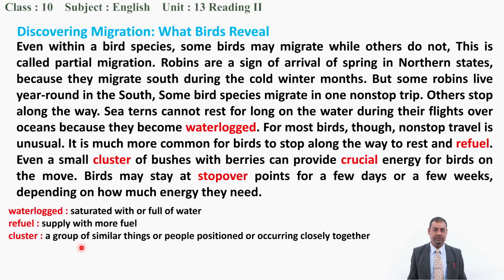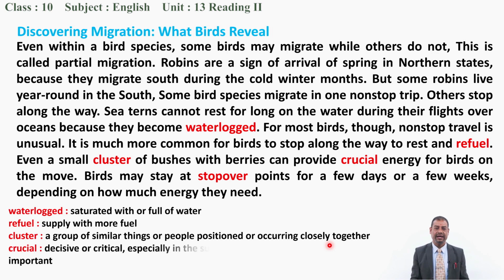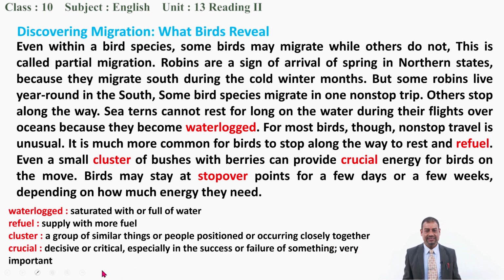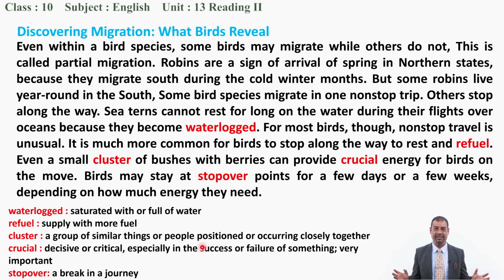Okay, next one, cluster: a group of similar things or people positioned or occurring closely together. Similar types of things if we have them together. And next one is crucial: decisive or critical, especially in the success or failure of something, or you can simply understand it as very important. Now stopover: a break in a journey. While traveling, after traveling for a long time, we get tired, at that time we take a rest. So, a break in a journey.